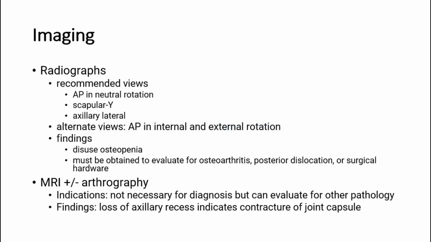Radiographs are the most common imaging. Recommended views are AP, scapular Y, and axillary lateral. Findings are disuse osteopenia, and can look for osteoarthritis, posterior dislocation, or surgical hardware. Other investigations are MRI plus/minus arthrography.